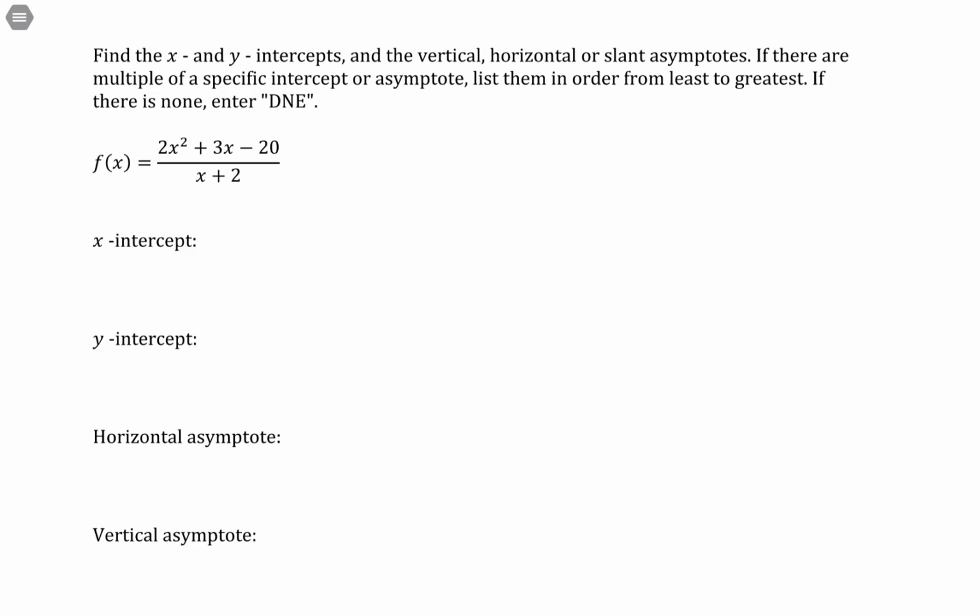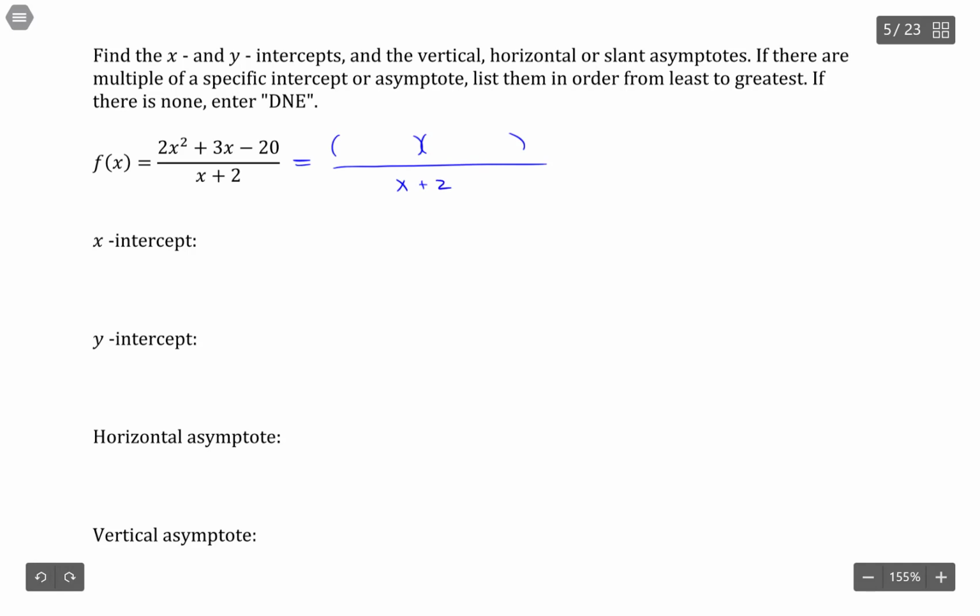So right now, this is called expanded form, but I can rewrite this in factored form just by factoring the numerator in this case. The denominator, since it's linear, I can leave that alone. So in the numerator, I need two things that multiply to give me 2x squared. So that's 2x and x. Two things that multiply to 20. I could use 5 and 4 as possibilities, although there's more options. We'll just see if this works.